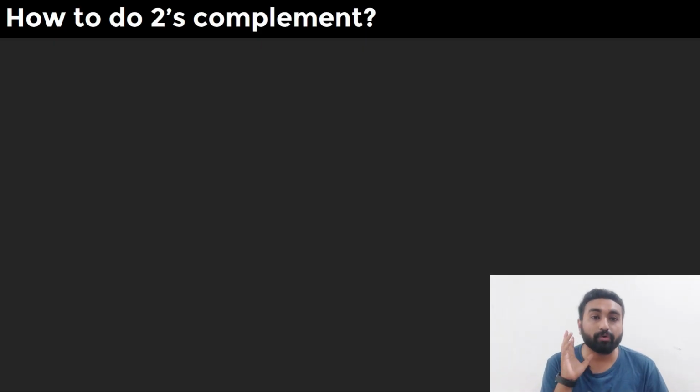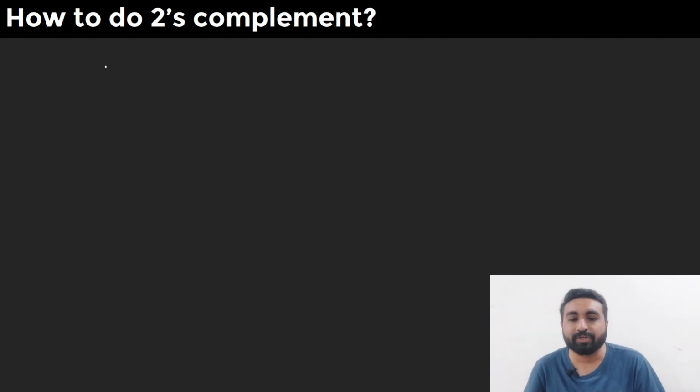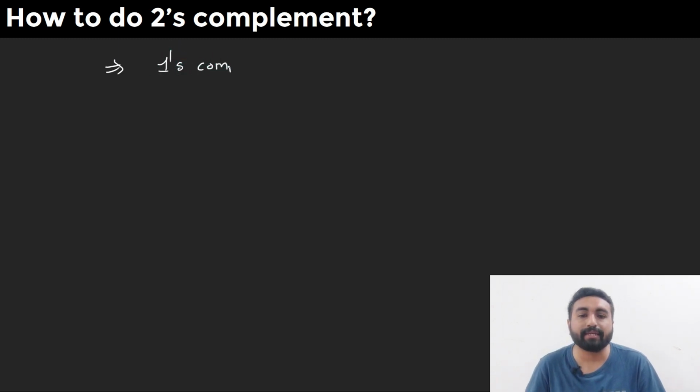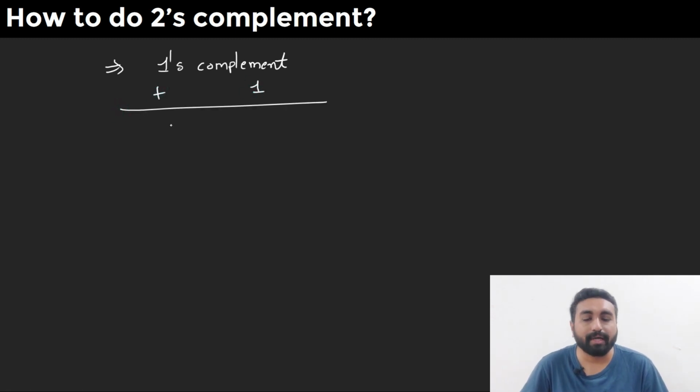So first of all we need to understand how to do 2's complement. It is very easy. To get the 2's complement, your first step is to get the 1's complement of any number, and after getting the 1's complement you need to add 1 to that number and then you will get your 2's complement.